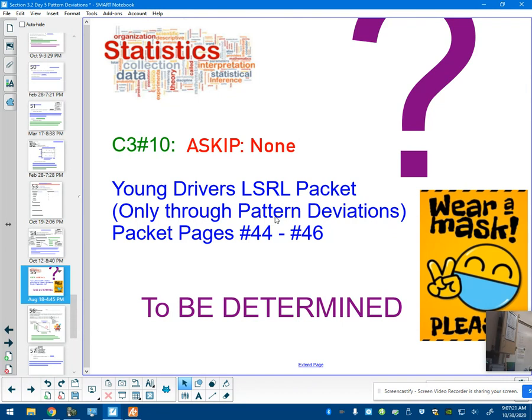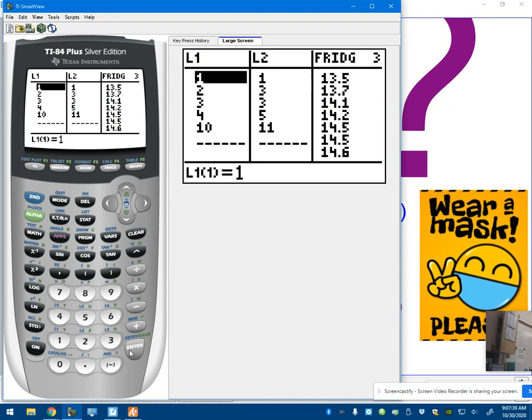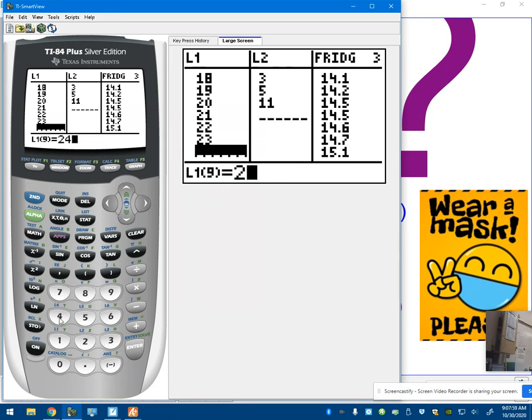And the data, is it in your car? I don't think the data's in your calculator. So let's put the data in. So you can just put it right into L1 and L2 if you want. It's 16, 17, 18, 19, 20, 21, 22, 23, 24, 25, and is it 26?